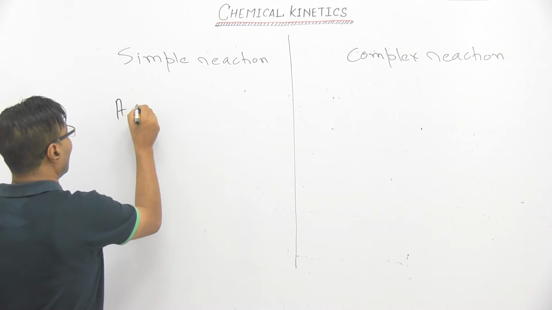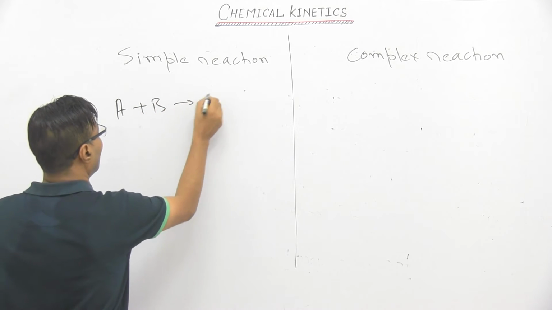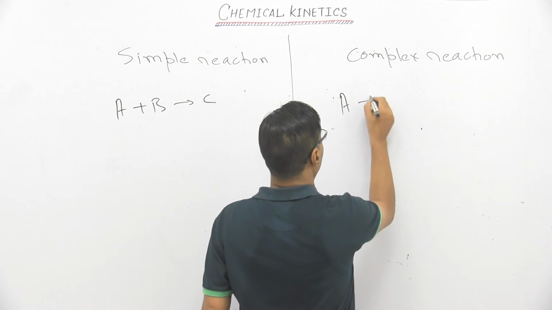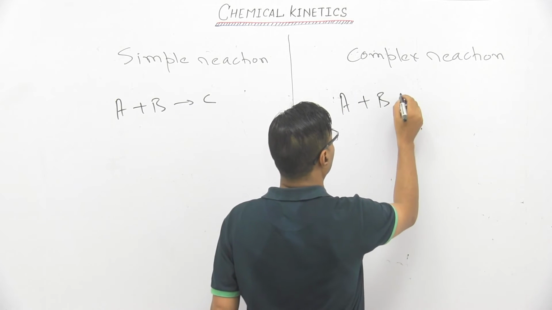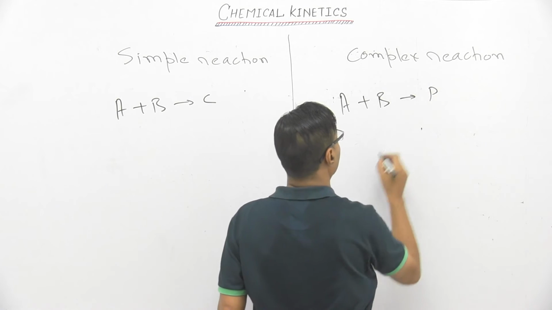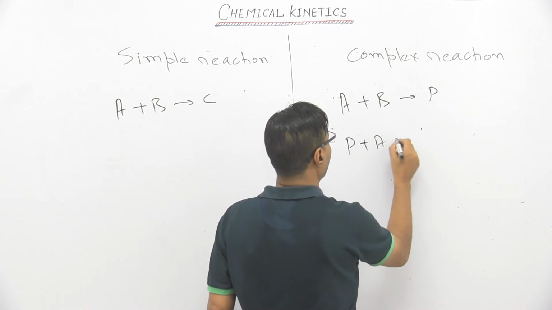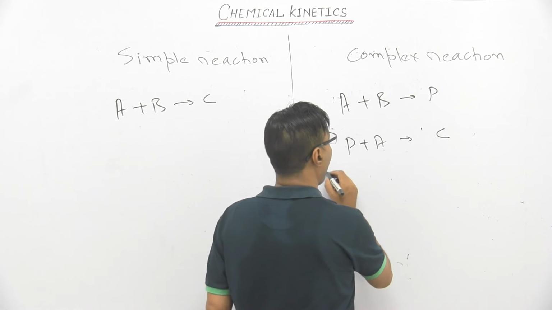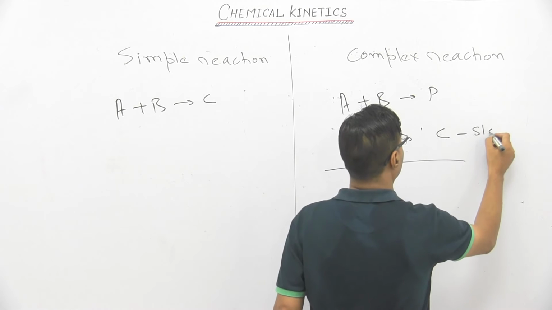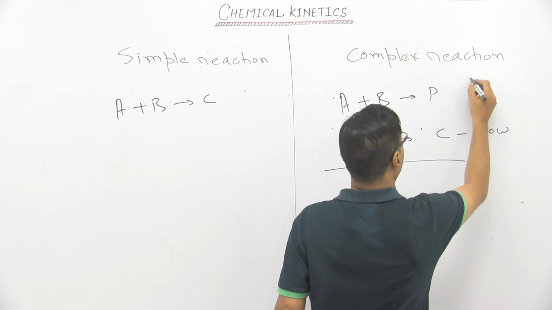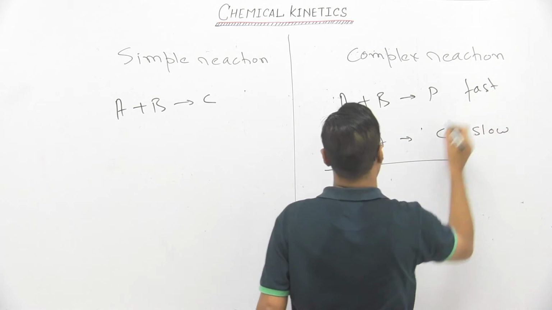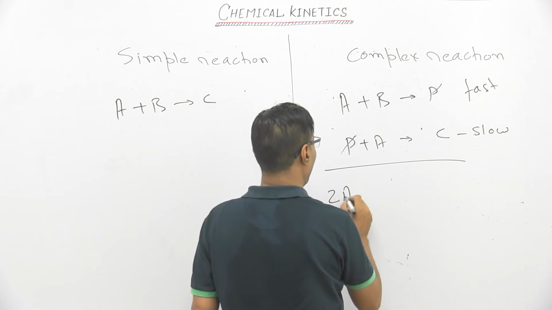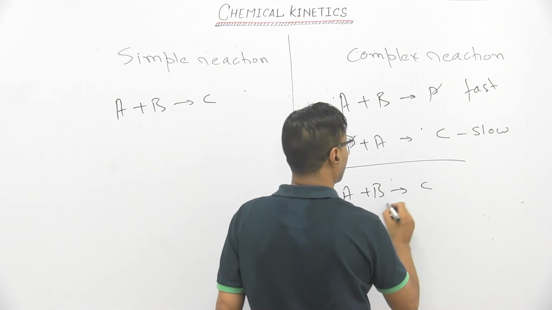Suppose A plus B gives C, and here A plus B gives P, P plus A gives C. It's a slow reaction, it's a fast. So finally what is happening? It's 2A plus B which gives C.